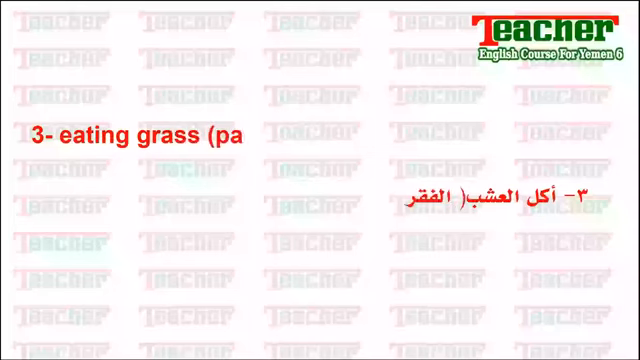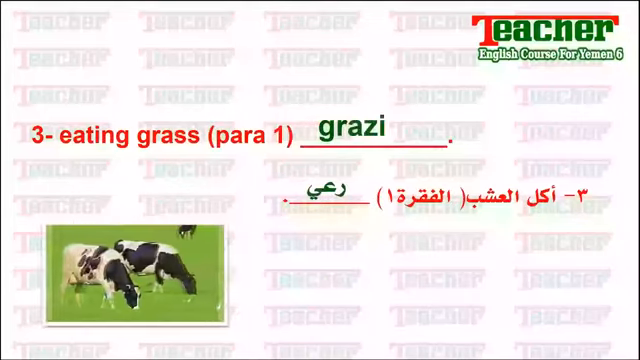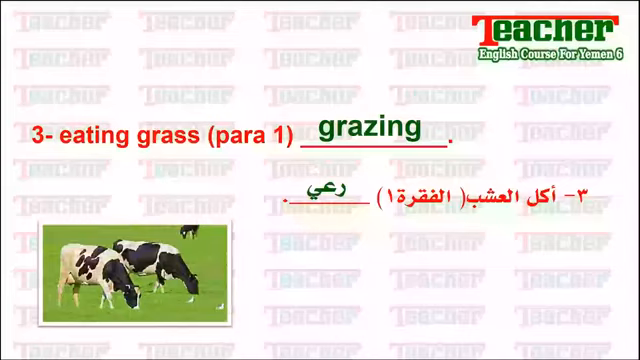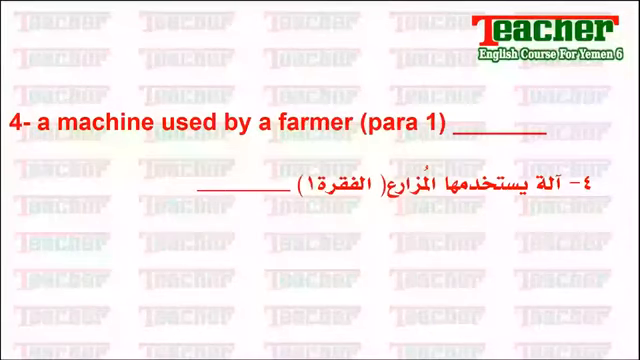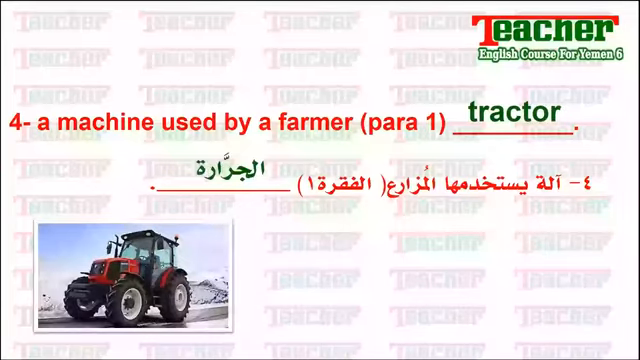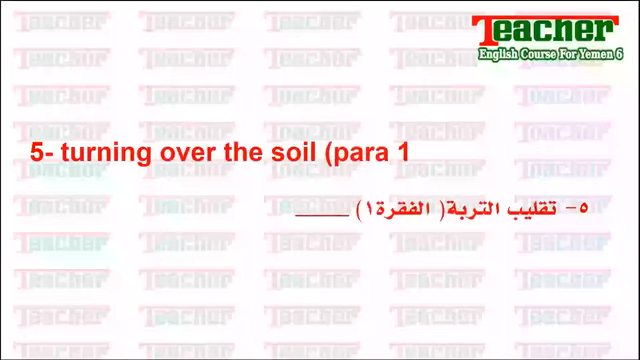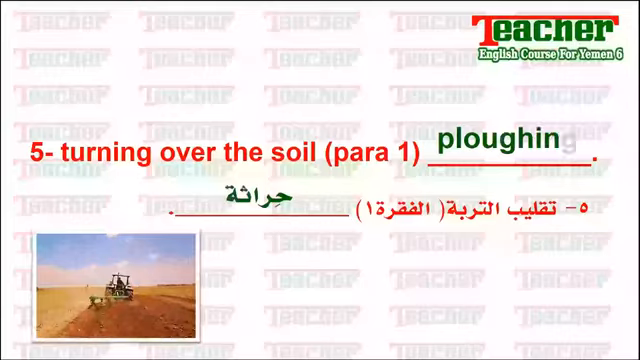3. Eating grass. Grazing. 4. A machine used by a farmer. Tractor. 5. Turning over the soil. Plowing.